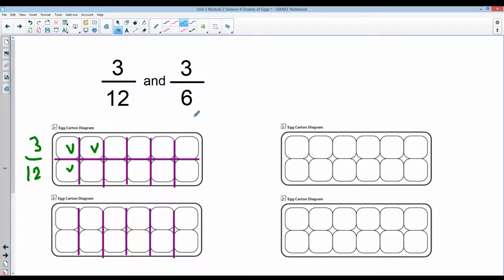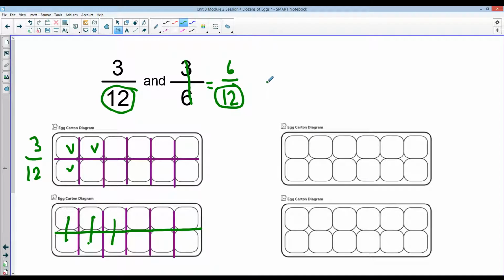Now in 6ths, 3/6 would be 1, 2, 3 sixths. But we have no common denominator here. I could throw those into here, but really, let's make this into 12ths. 1, 2, 3, 4, 5, 6. Look at that, times 2, times 2. Now we got rid of this and we got ourselves a common denominator. So our common denominator is 12.